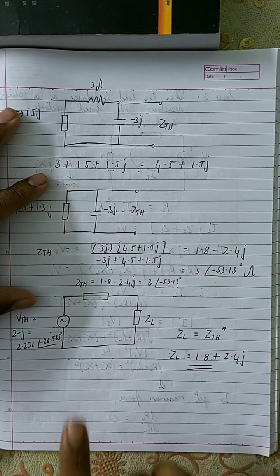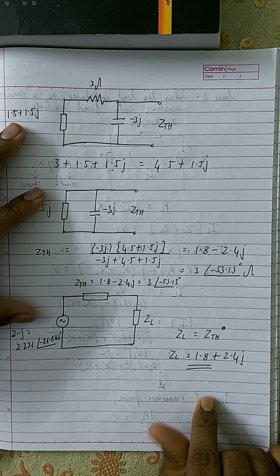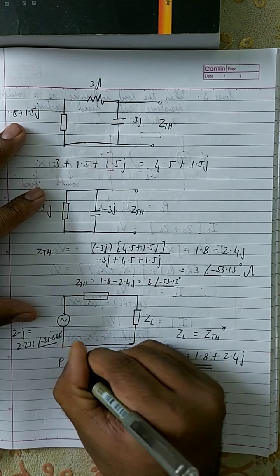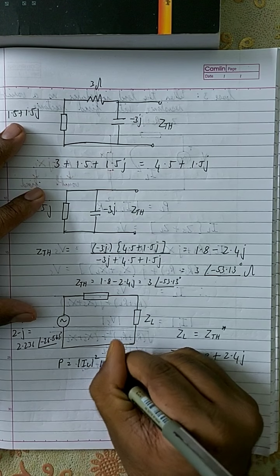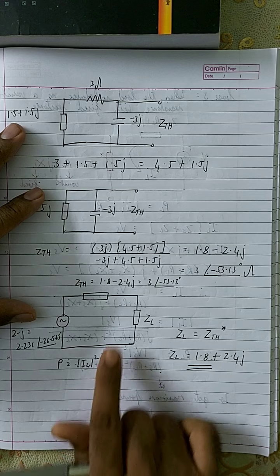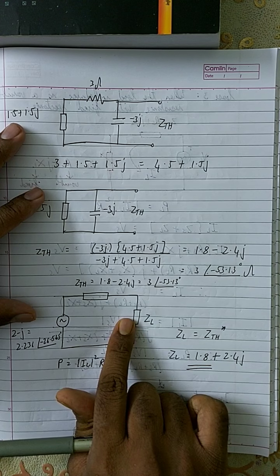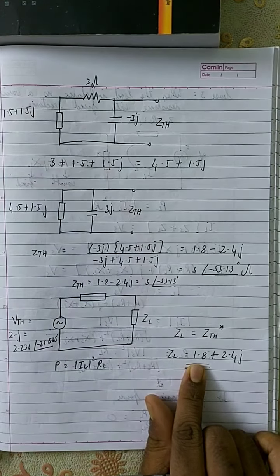Okay, so now the next question is, if this is the load impedance, then what is the value of the maximum power? They have also asked you to find the maximum power, right? So what is the equation for maximum power? We know that the equation for maximum power is given by P is equal to IL the whole square into RL, right? What is the value of RL? RL is the load resistor. Load resistor means the real part. What is the real part over here? This is the 1.8 ohm resistor, right?